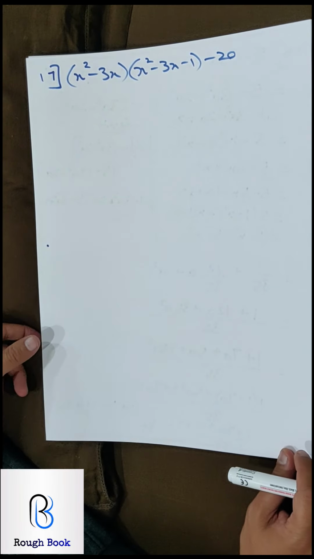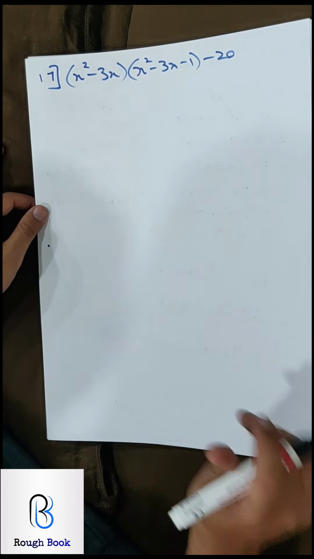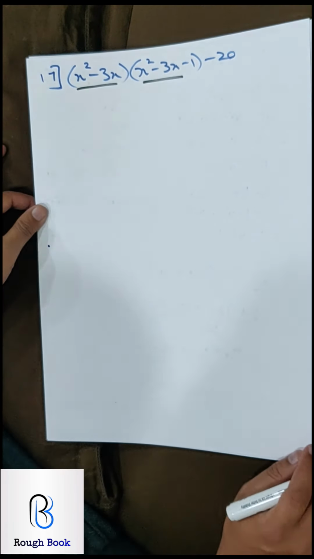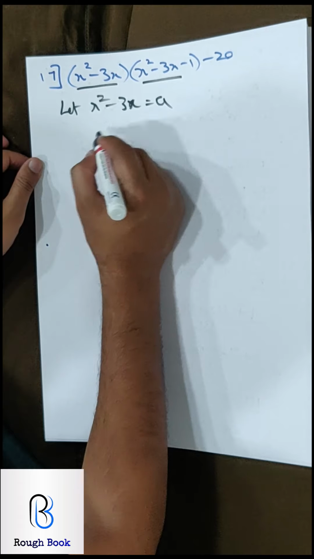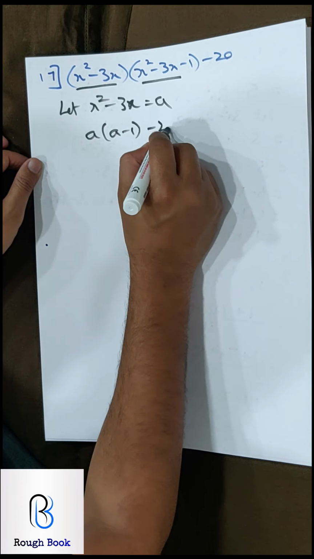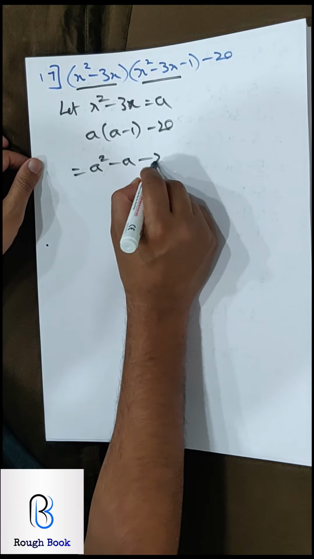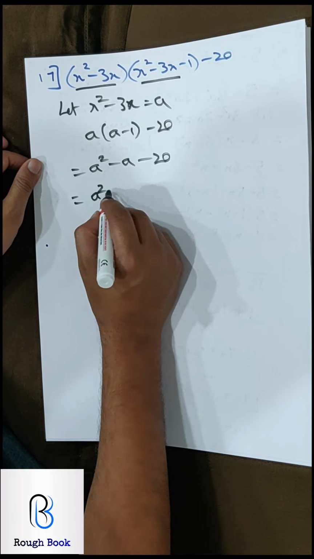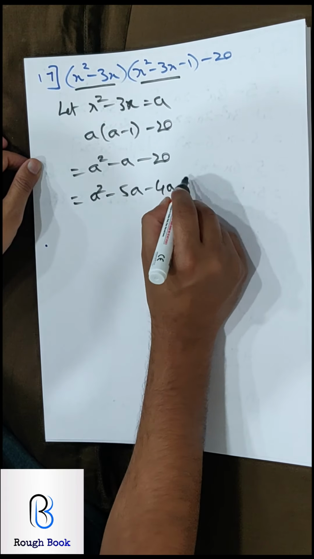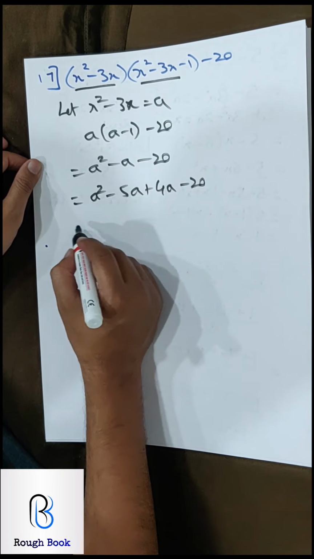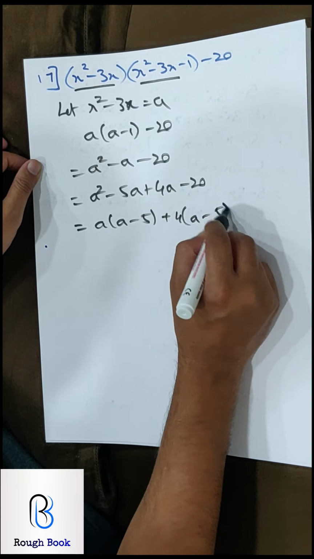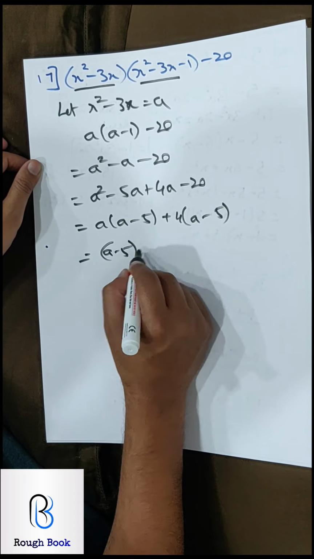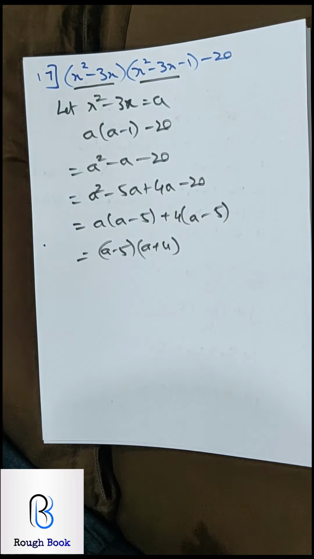Yeah? Familiar with this question? Superb. You're correct. Consider this as x. Come on, go ahead, try it. You want to race? Let's speed. X square minus 3x as a. So I get a minus 1 minus 20. Open the bracket. Factors of 20 are 5 and 4. But minus 5 plus 4. So that I get this 1. Common. 4 common again. So I get a minus 5, a plus 4. Yeah, I'm done.